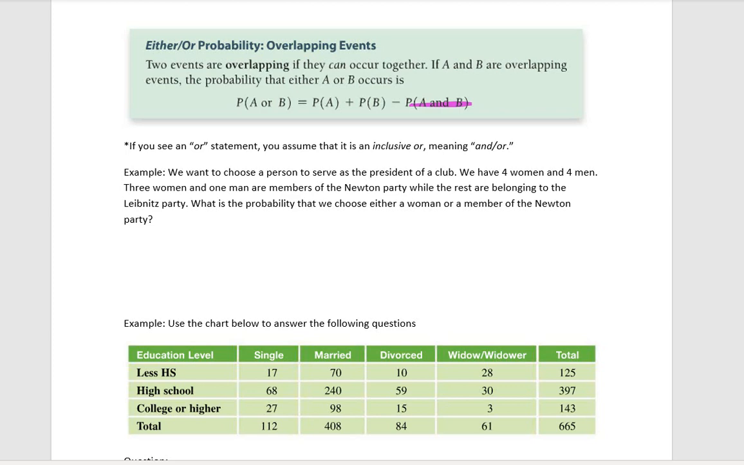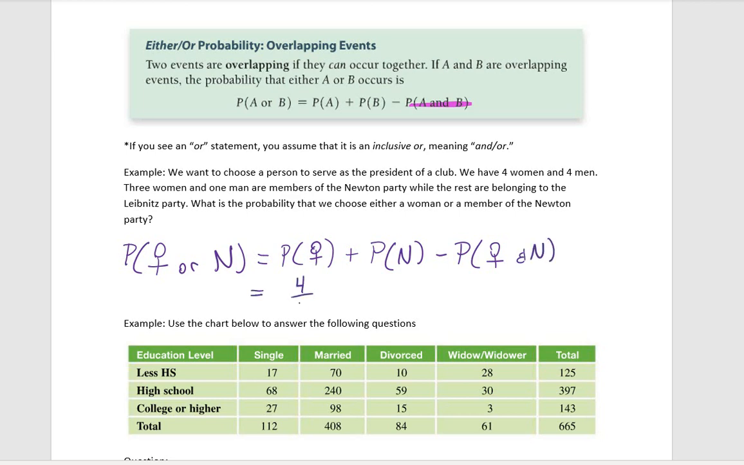So, for example, let's say that we want to choose a person to serve as president of a club, and we have 4 women and 4 men. 3 of the women and 1 man are members of the Newton Party, while the rest belong to the Leibniz Party. What is the probability that we choose either a woman or a member of the Newton Party? So the probability that we choose a woman or a member of the Newton Party is going to be the probability that we choose a woman plus the probability that we choose somebody of the Newton Party, but we have to subtract those people that we double counted that belong to both groups.